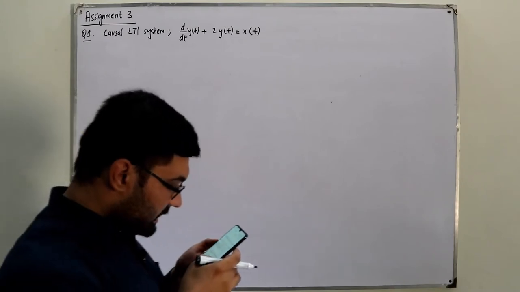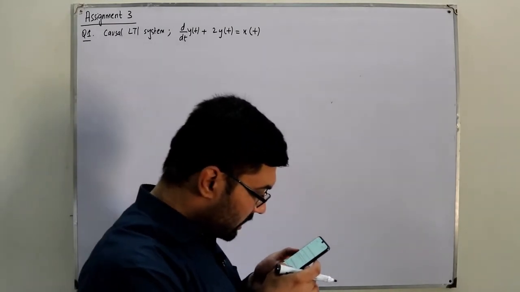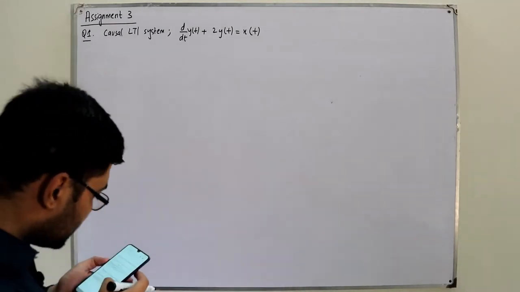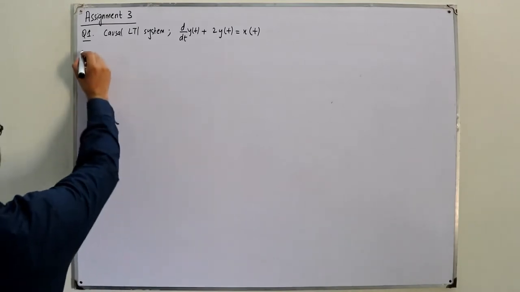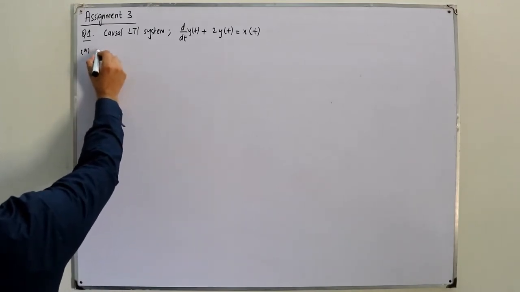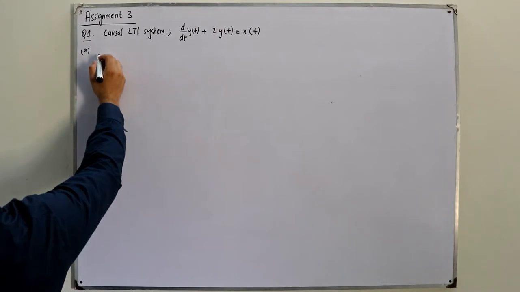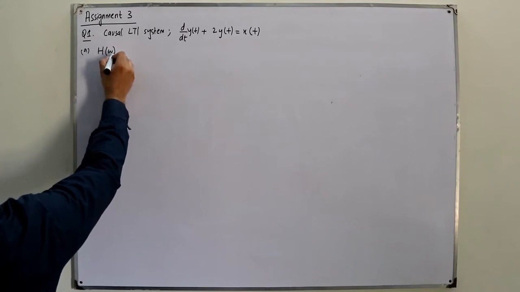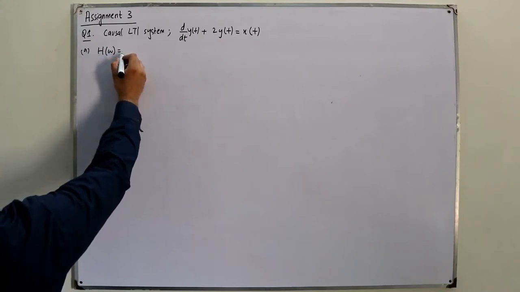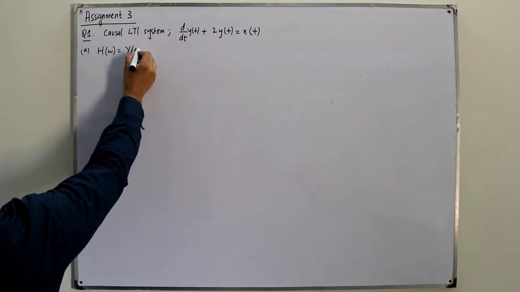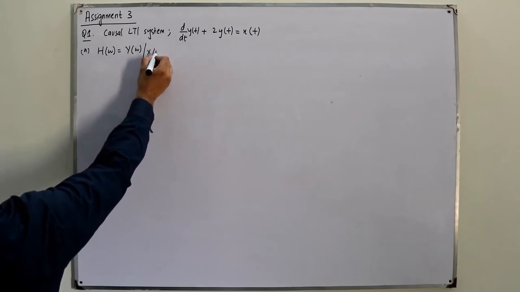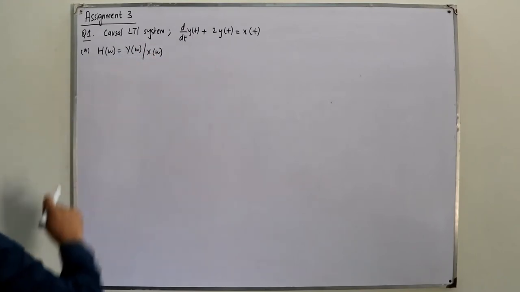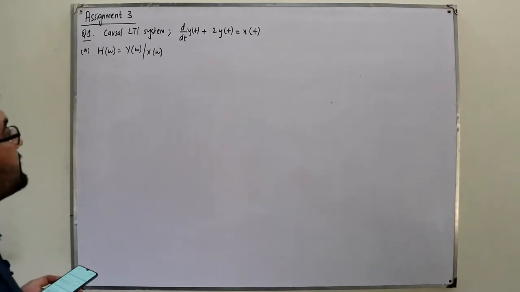In the first case, we are asked to find the frequency response. So part number A is the frequency response, which I would name h of j omega. H of j omega is unknown, which is your y of j omega divided by x of j omega. This is the system response, right?